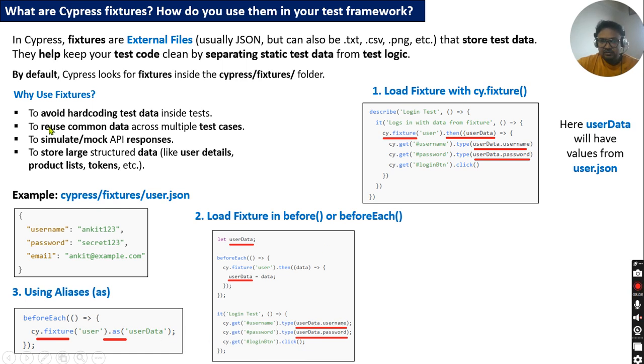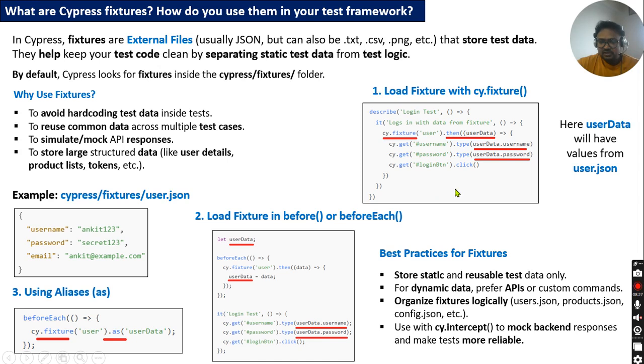So this is how, if they ask you about Cypress fixtures, just give this little bit of information: the definition, why we use fixtures, then how you can load the fixtures. They might ask you, can you write one line showing how you can use the fixtures? Then you can just say it this way. Okay, and that will give you a good impression in the interview, guys.